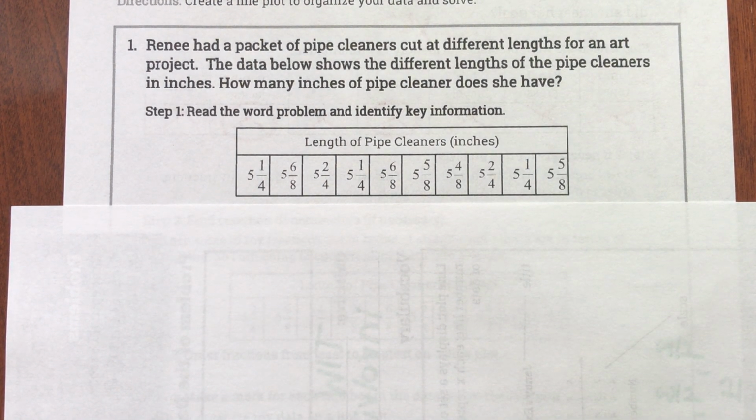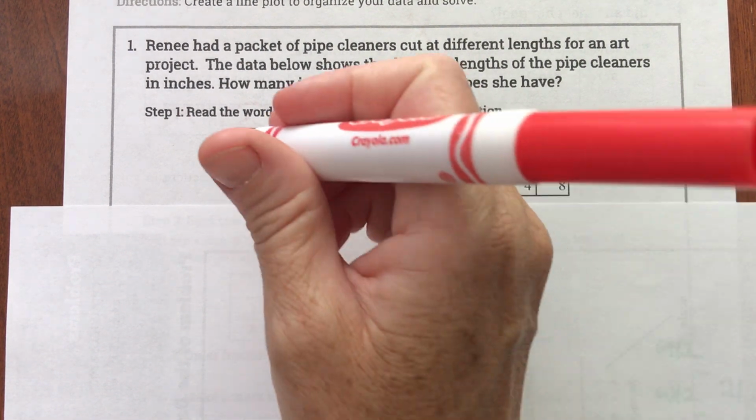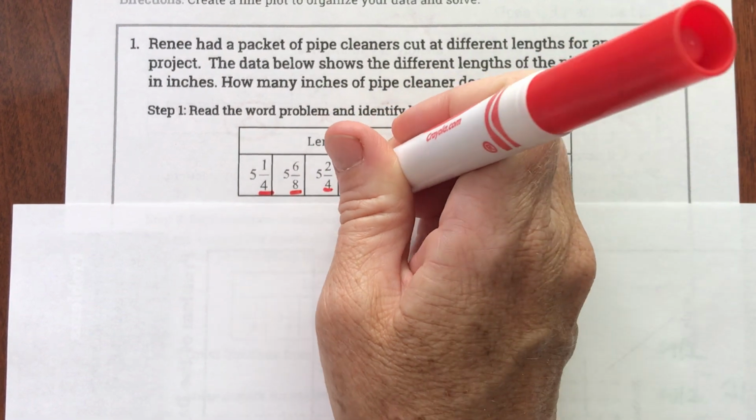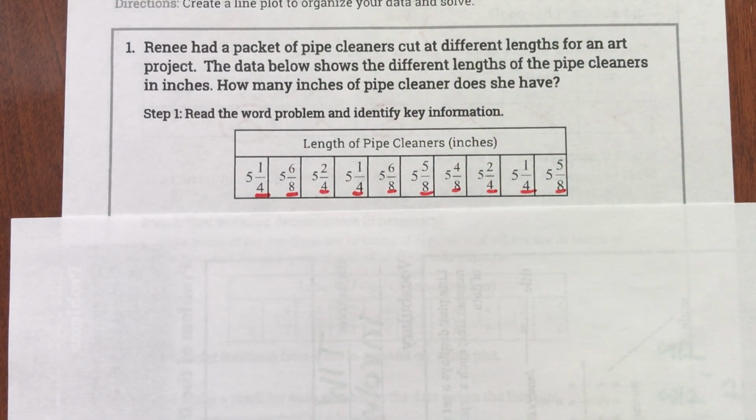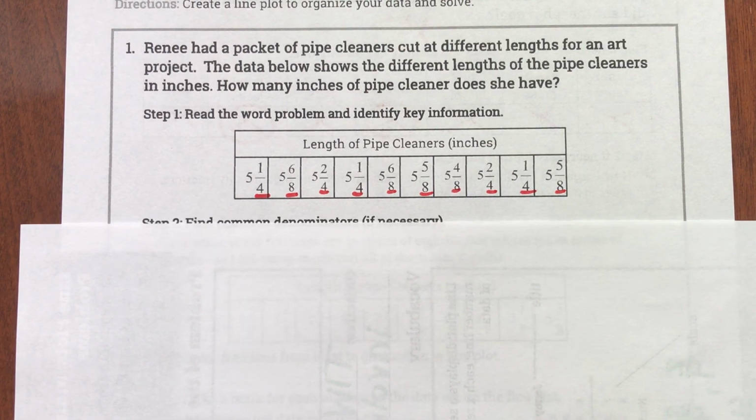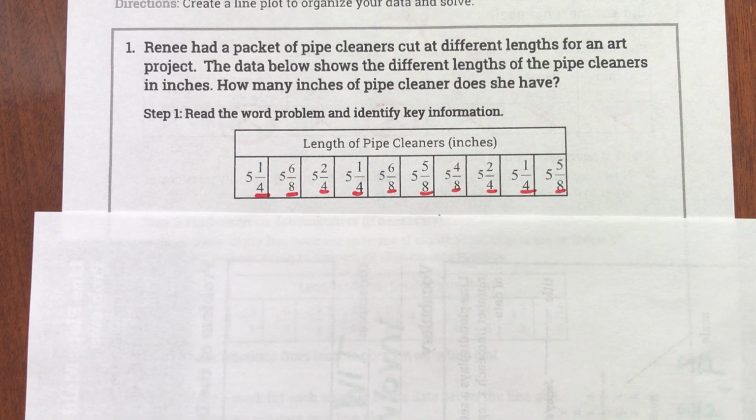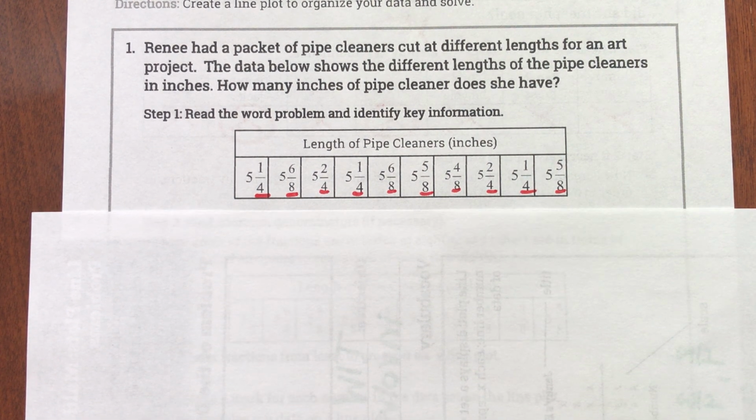Okay, so my second step says I'm going to look for common denominators. I definitely need to do that for this problem because when I look, I see different denominators. Luckily, they're all 4s and 8s, which makes that not too tricky. So it looks like 8 is going to be my least common denominator. So I need to change some of these.